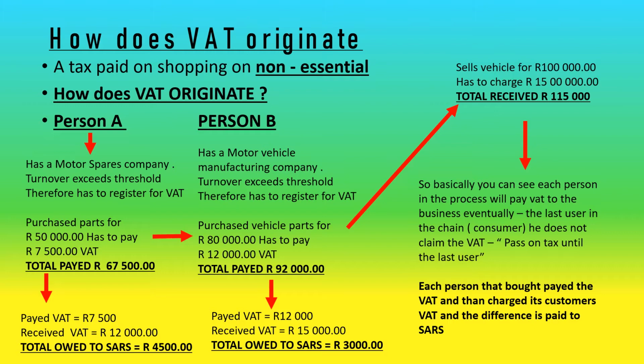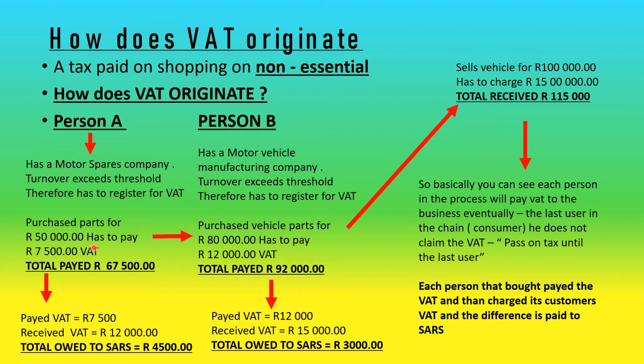Right, so say person A has purchased parts for 50,000 Rand, they pay VAT on it of 7,500 Rand, so they got to the counter, purchased all their parts, and they then paid 67,500. So that's the total value that was paid by this particular person. Right, so here you can see that this person has paid VAT of 7,500, and when he went to the counter, he paid the amount including VAT.